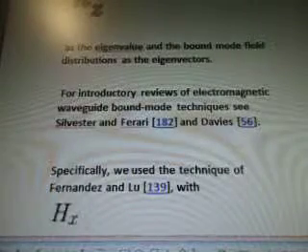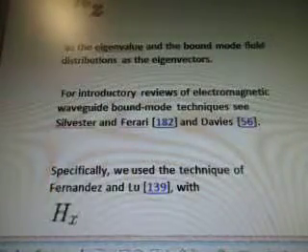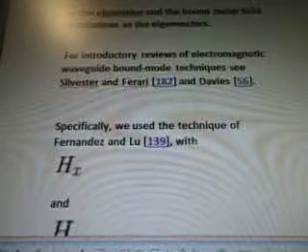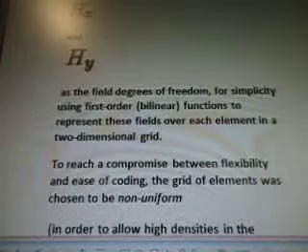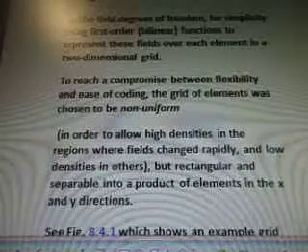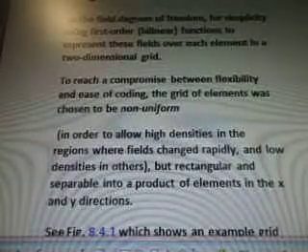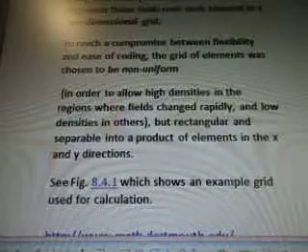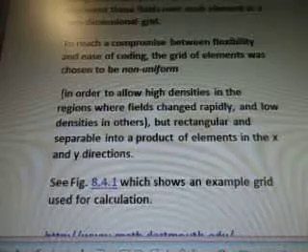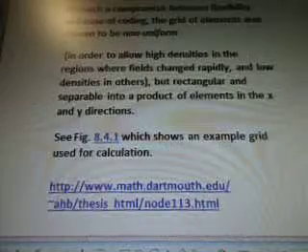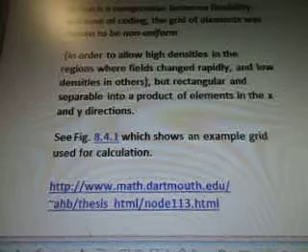For introductory reviews of electromagnetic waveguide bound mode techniques, see Sylvester and Ferrari and Davies. Specifically, we use the technique of Fernandez and Liu with Hx and Hy as the field degrees of freedom, for simplicity, using first order bilinear functions to represent these fields over each element in a 2-dimensional grid. To reach a compromise between flexibility and ease of coding, the grid of elements was chosen to be non-uniform, in order to allow high densities in the regions where fields change rapidly and low densities in others, but rectangular and separable into a product of elements in the x and y directions.